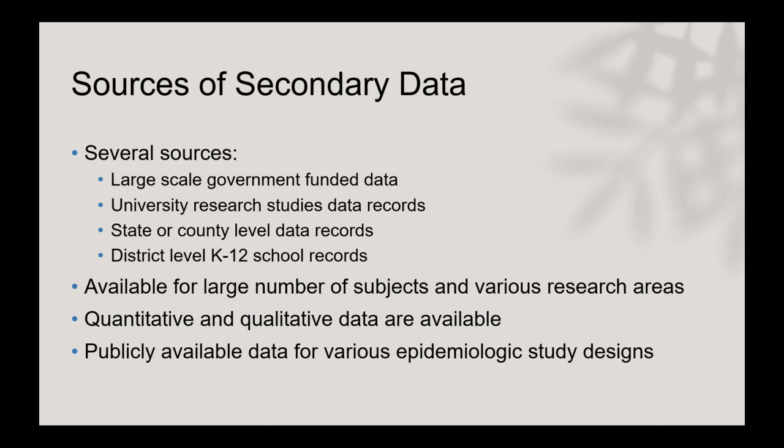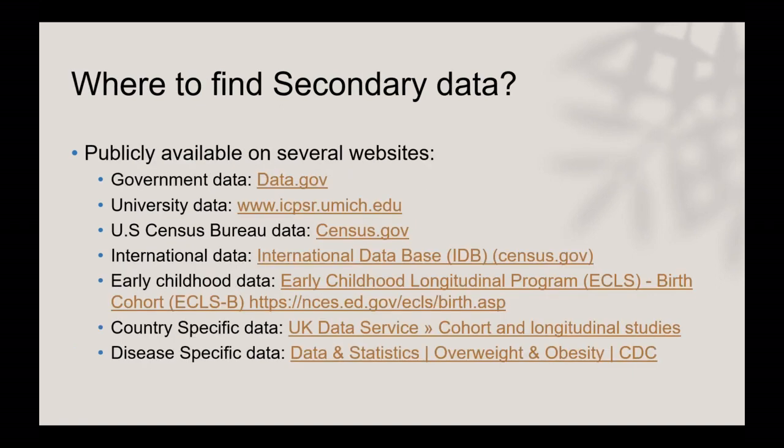This data, which is secondary data, is usually publicly available for various epidemiological study designs. Most of it is freely available, but some of it is also paid data. But secondary data sets are usually publicly available data sets. So where do you find secondary data? There are several websites wherein you will find publicly available data.